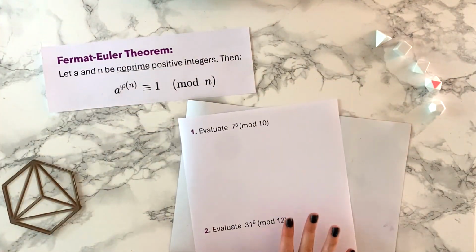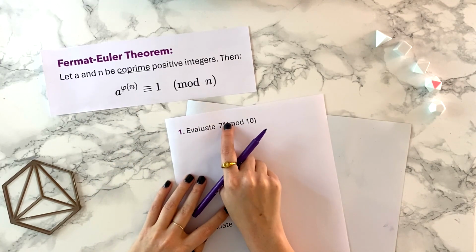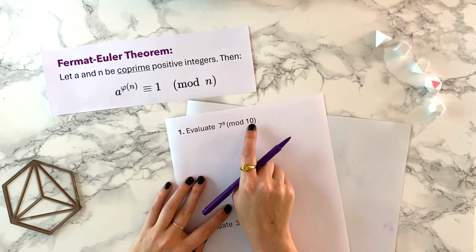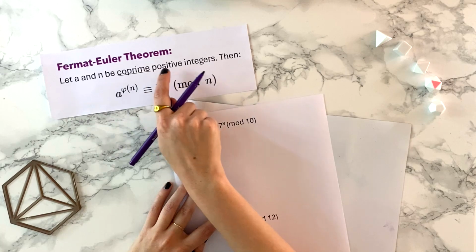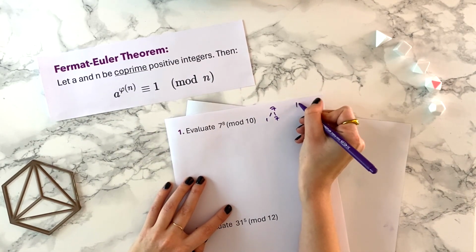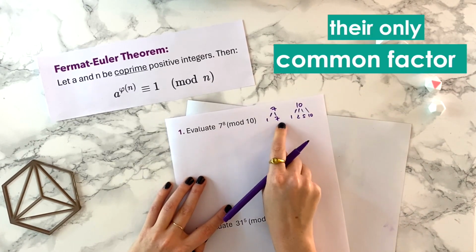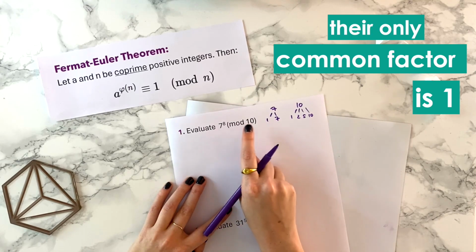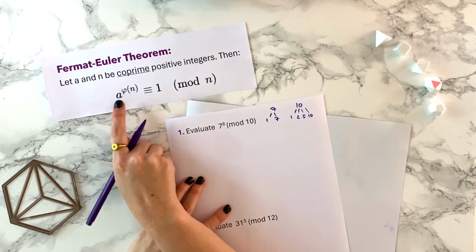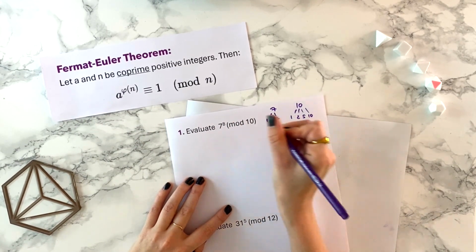Okay, let's use our newfound knowledge and this theorem to answer some questions. Here we want to find 7 to the power of 8 modulo 10. Now, I'm looking at this and I'm thinking that 7 and 10 are coprime positive integers. The factors of 7 are 1 and 7, and the factors of 10 are 1, 2, 5, and 10. The only thing they have in common is the 1, so 7 and 10 are coprime. That means we can use this theorem. This theorem tells us that A, in this case, let's say A is 7, and let's say N is 10.